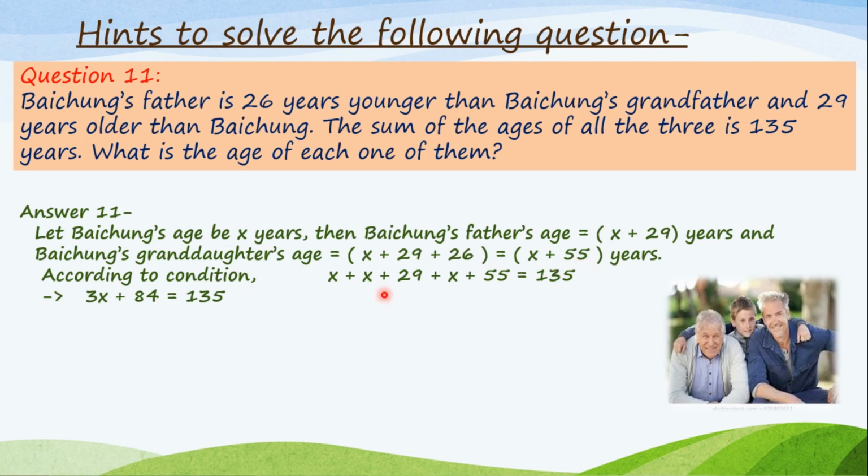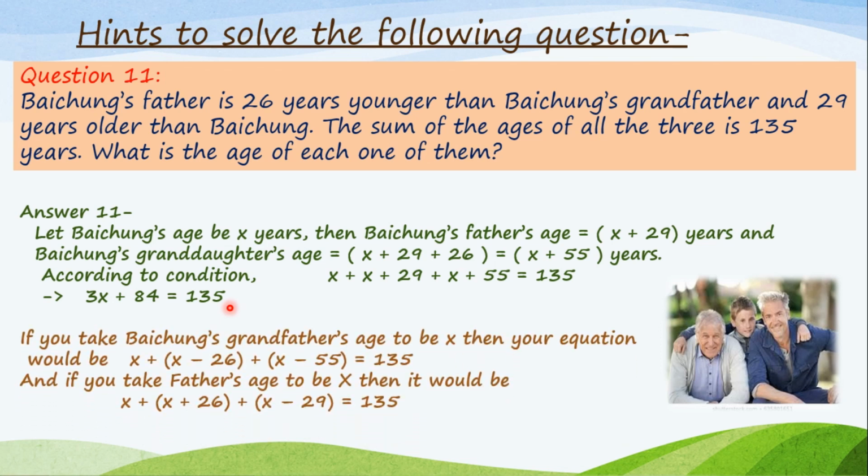So according to the condition, you add all the three ages and the answer is 135. By reducing, you will get 3x plus 84 is equal to 135. What did you say? You got a different one. You started with Bachung's father. Oh, someone is saying that he started with Bachung's grandfather. Don't worry. Either you are getting this equation or this equation.